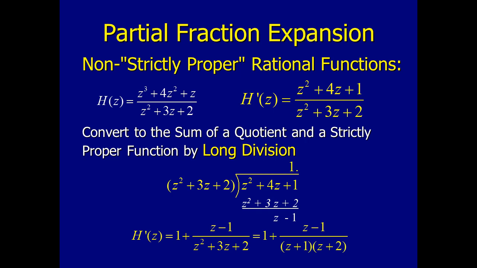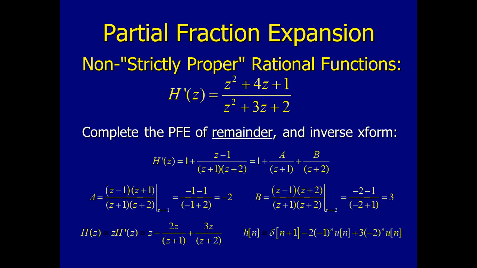But the important thing is the process. So we force it to be strictly proper. Now, what's that constant going to inverse transform as? A delta function, right? And in fact, once we put the z's back in, we have a z that we have to inverse transform, but that's just a shifted delta function. In this case, it's delta plus 1.